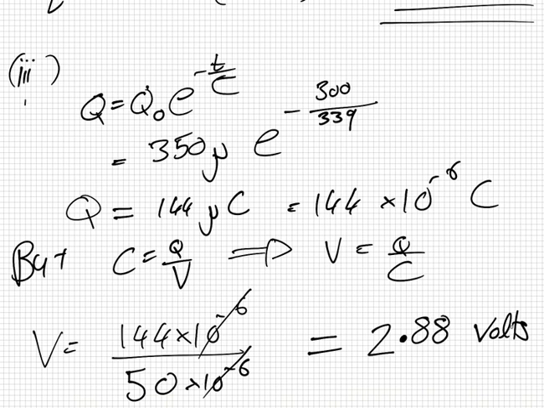So we'll go back here now. Q equals Q0 e to the minus t over time constant. What was Q0 in the question? It was 350 micro. And what's the time? 5 minutes. So what's that? 300 seconds. And what's the time constant? 339. Okay, so can you tell me what this is? This is the Q after 5 minutes.